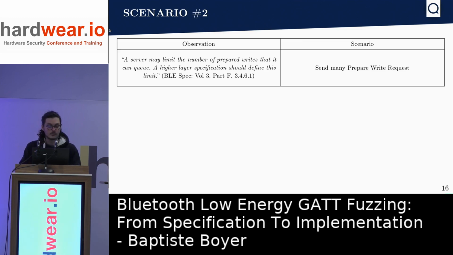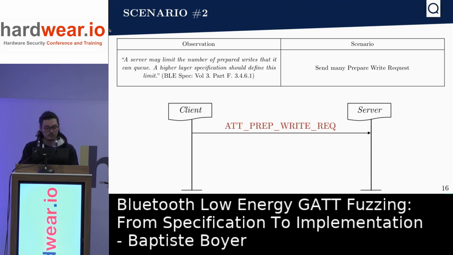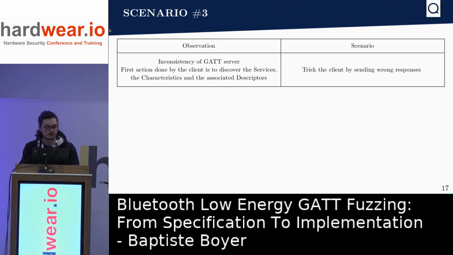we started from this observation. A server may limit the number of prepared writes that it can queue. A higher layer specification should define this limit. Okay. What we did was to send many prepared write requests and to observe, again, the behavior of the server.